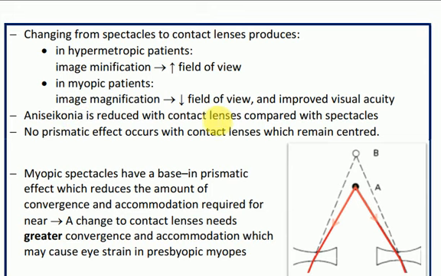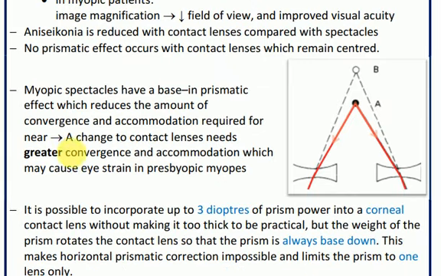Anisoconia is reduced with contact lenses compared with spectacles. No prismatic effect occurs with contact lenses, which remain centered. Myopic spectacles have a base-in prismatic effect which reduces the amount of convergence and accommodation required for near. So a change to contact lenses needs greater convergence and accommodation, which may cause eye strain in presbyopic myopes.